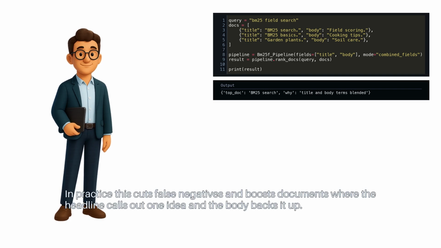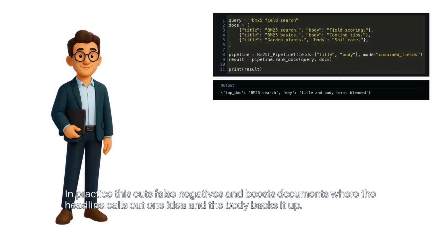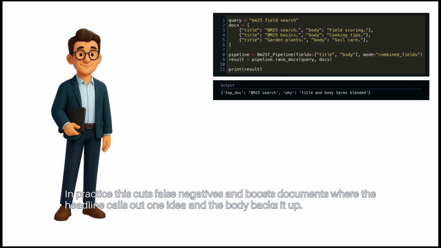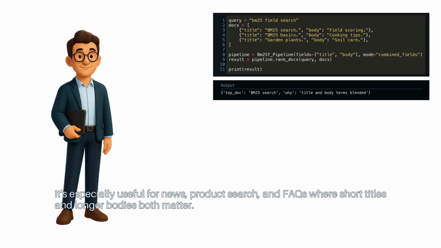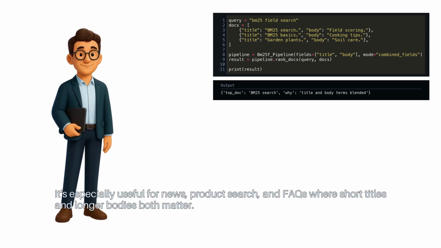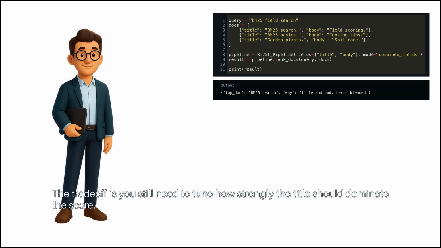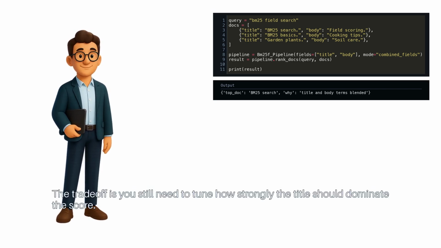In practice, this cuts false negatives and boosts documents where the headline calls out one idea and the body backs it up. It's especially useful for news, product search, and FAQs where short titles and longer bodies both matter. The trade-off is you still need to tune how strongly the title should dominate the score.